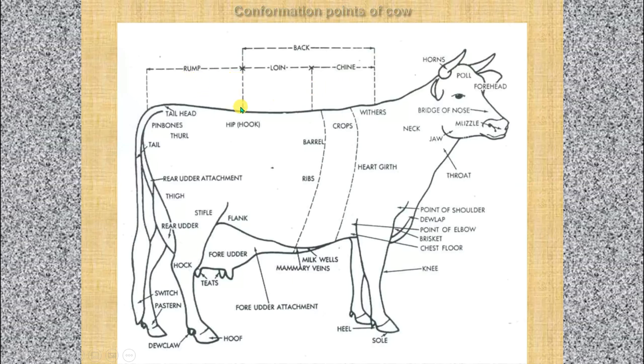This part from the middle of the hindquarters to the beginning of the tail is called the rump, and tail head, pin bones, tail, then hip, then rear udder attachments, ribs, heart girth. This is called the heart girth, and these are all the tortuous milk veins, and foreudder, hind udder. So these are some of the anatomical terminologies, and the first part of the mouth is called the muzzle, then followed by the jaw, and bridge of the nose here.